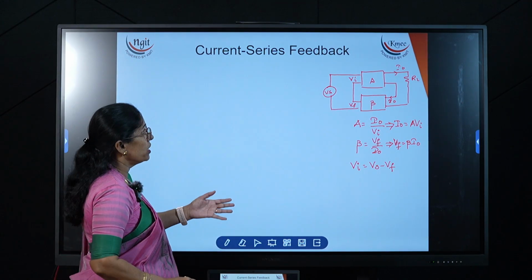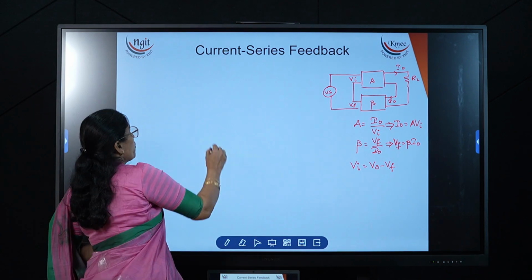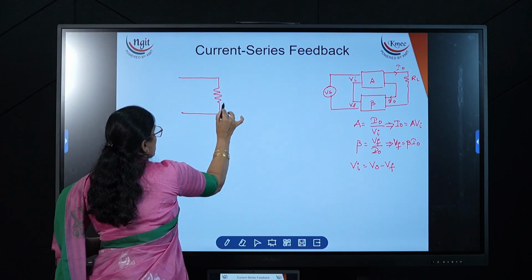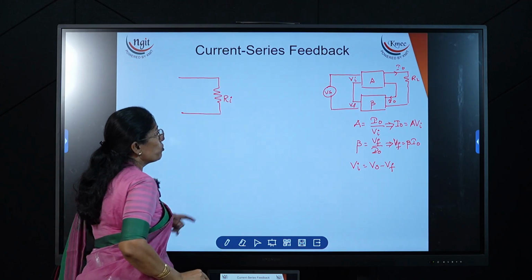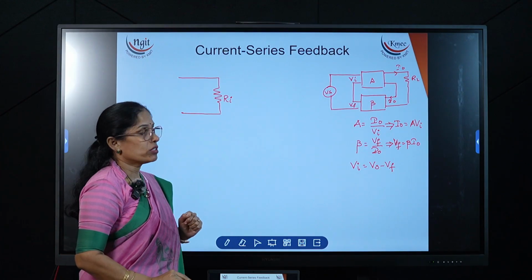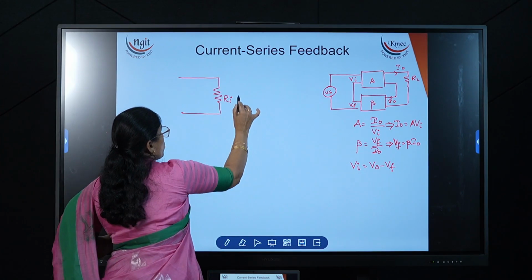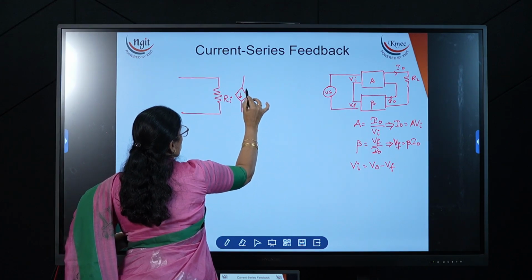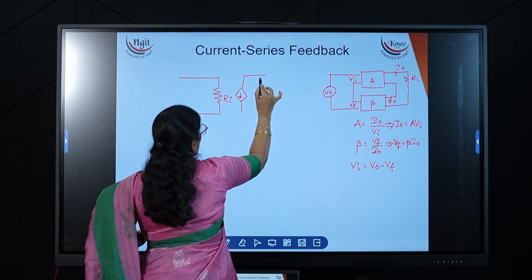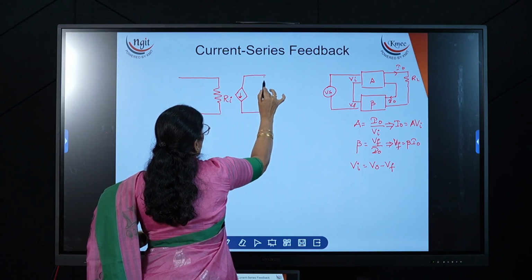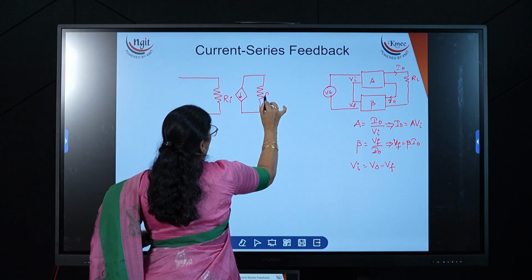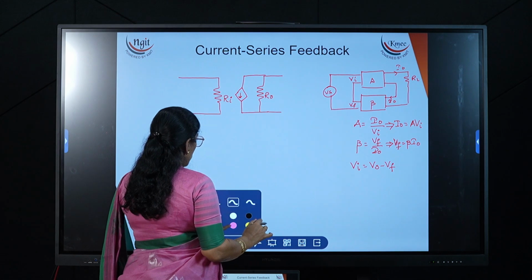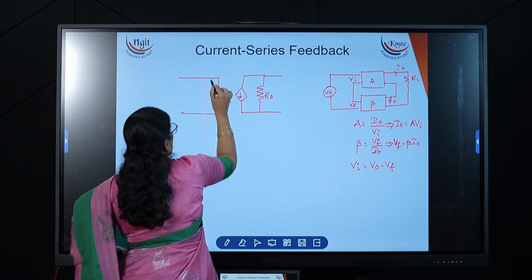Now let me draw the equivalent diagram for the amplifier first. For any amplifier, the input is just a simple resistor Ri. On the output side, this time it is a current source, because the output is a current parameter. So I am taking the current source, and in parallel the resistor R0. This is the amplifier circuit. This is the equivalent diagram of the amplifier.